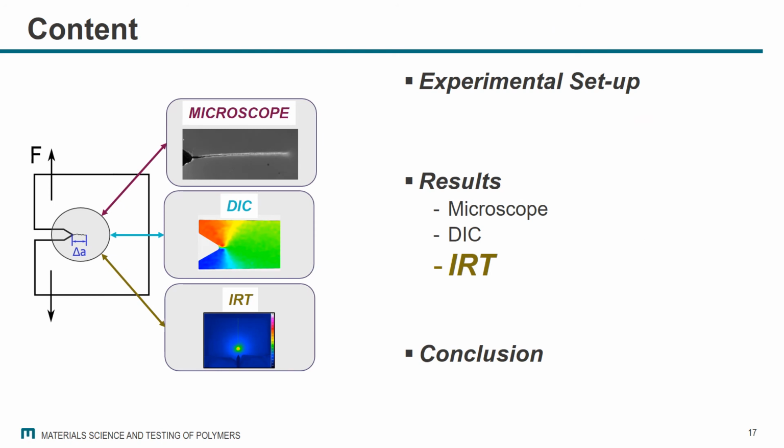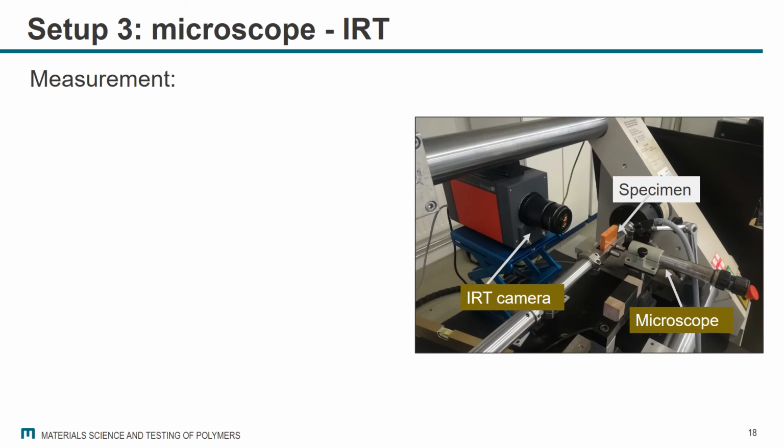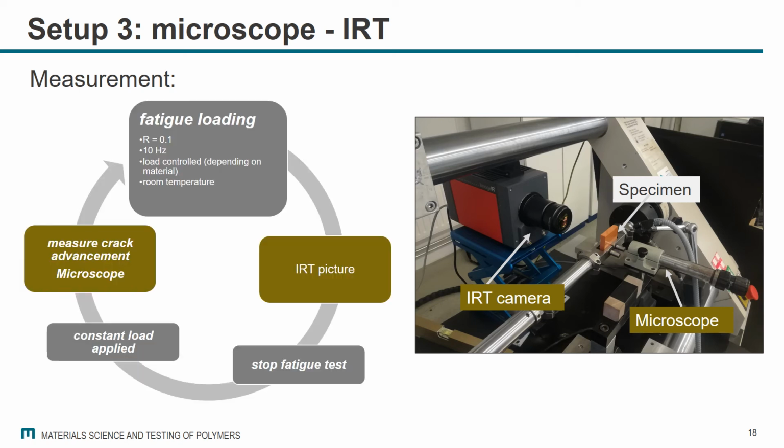Finally, the third method, the IRT, infrared thermography. The third setup, the microscope versus the IRT camera. In this picture you can see the experimental setup, the IRT camera, the microscope, and in between the specimen. And the testing procedure was somewhat similar to the ones before. First of all, we apply a fatigue loading. Then we take the IRT picture, so before stopping the fatigue test.